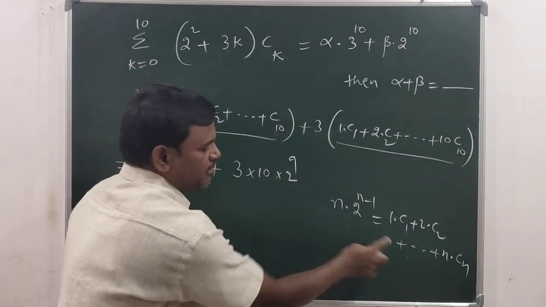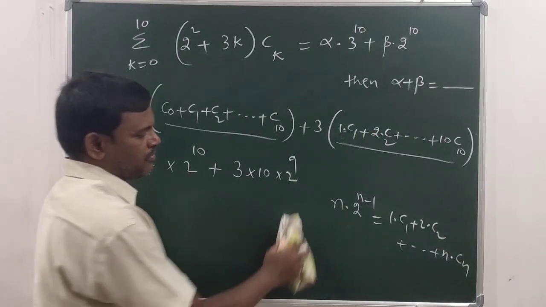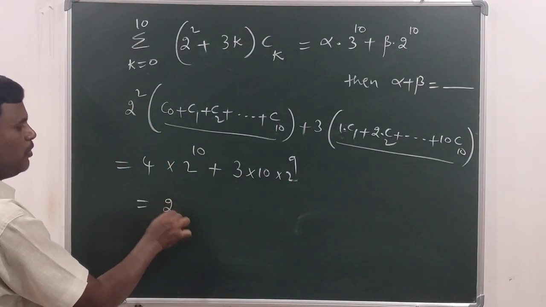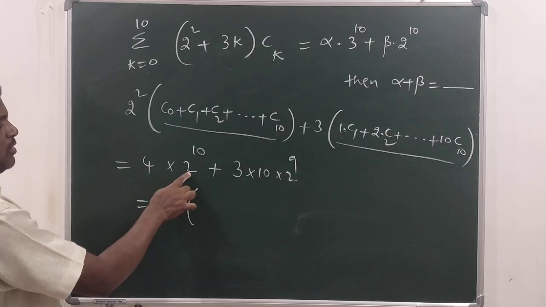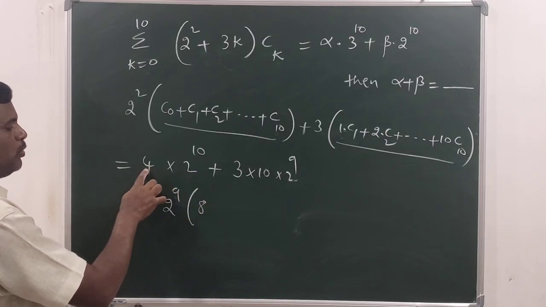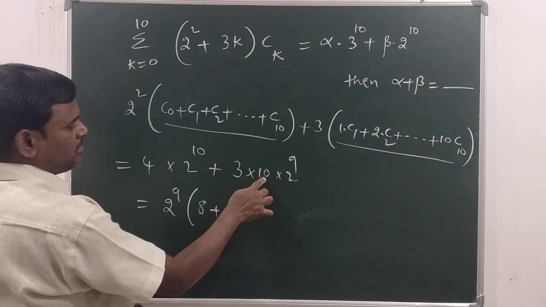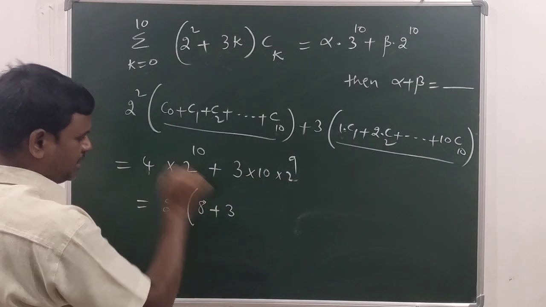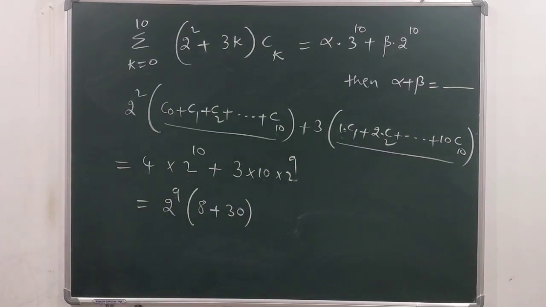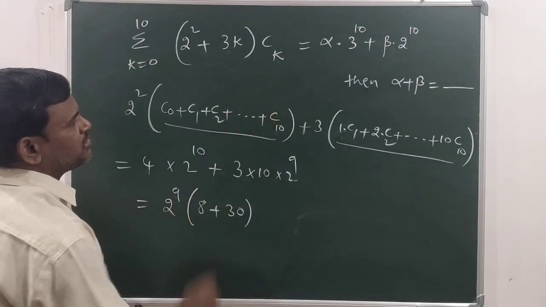So this formula you read in the concept: n into 2 power n minus 1. See, now from these two, what do you take common? 2 power 9 you can take common. So here 8 will be left, because when you take 2 power 8 outside, here 1, 2, here 8. 2 times 4 is 8. So 2 power 9 went outside. 3 into 10, 30. Yes, 30, students. Right.